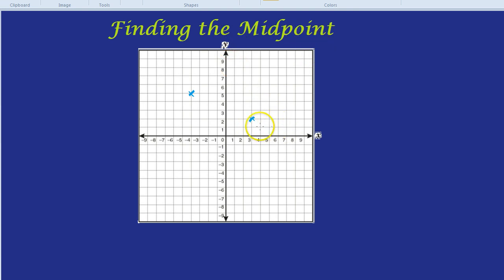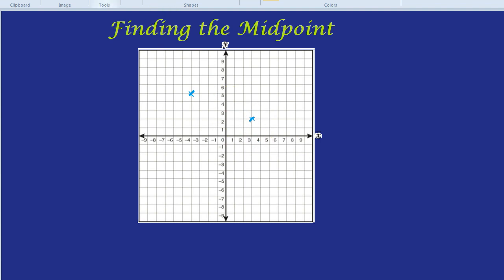Now, one way is to get out a ruler and measure it and then go halfway, but that tends to be quite inaccurate, and sometimes in the exam you won't be given a grid, you'll simply be given the coordinates. So let's try and do a very clean and accurate way of finding the midpoint. Here's what you do. First, you find out what the two coordinates are.